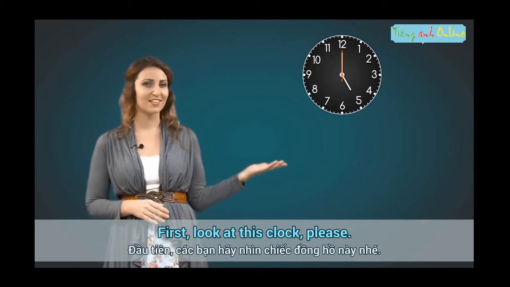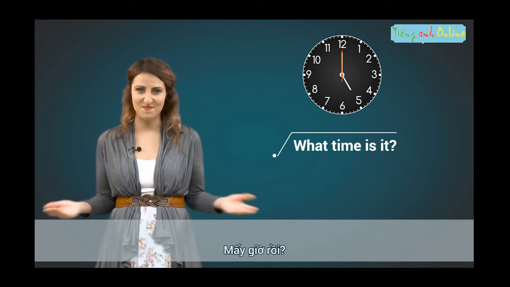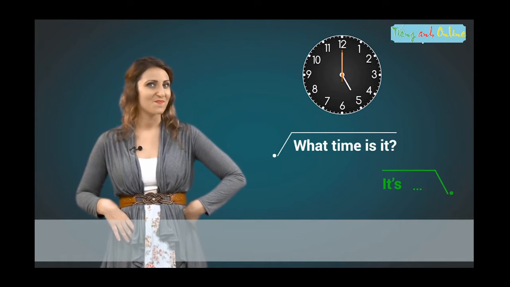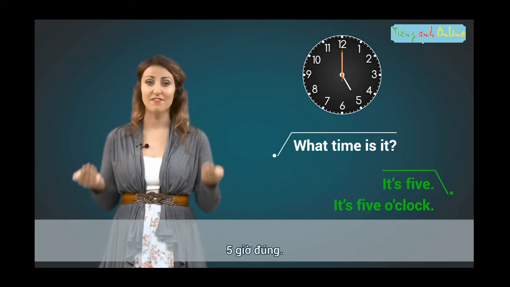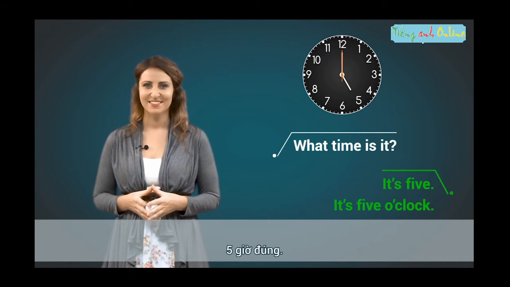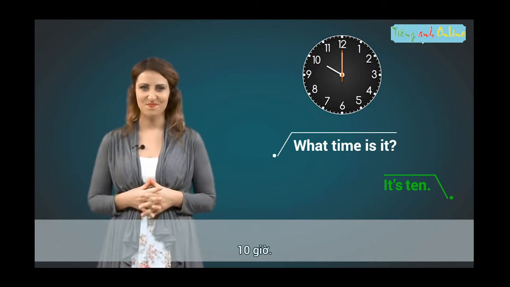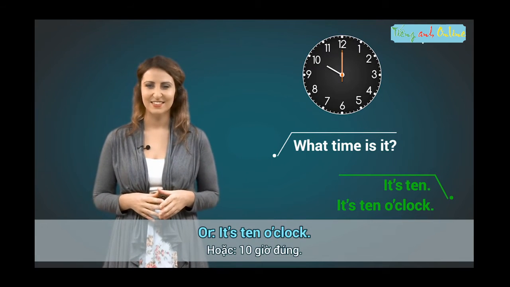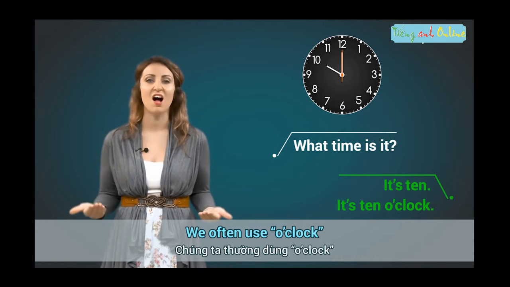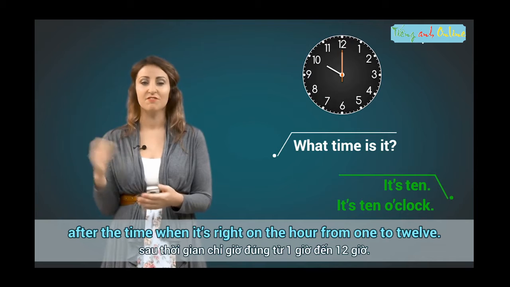First, look at this clock, please. What time is it? It's 5. Or you can say, it's 5 o'clock. It's 10. Or, it's 10 o'clock. We often use o'clock after the time when it's right on the hour, from 1 to 12.